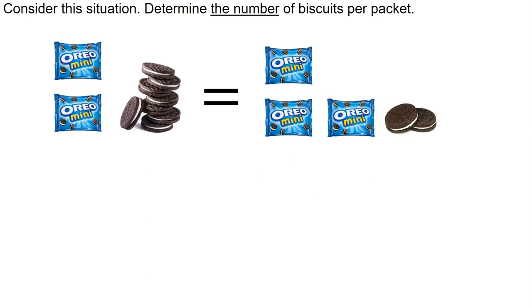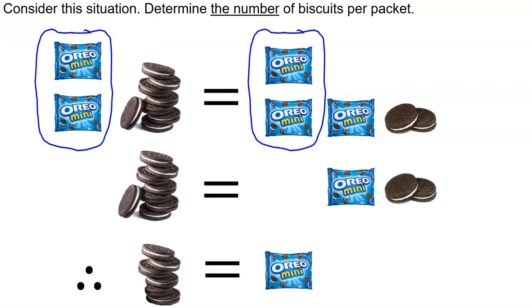I'll show you again, situation B. Consider this situation. Determine the number of biscuits per packet. First, study the situation. I reckon you probably disregarded the two packets from each side. We're then left with an amount, so 8 on the left-hand side, plus one packet and 2 bickies. Then if you disregard 2 bickies off the pile from both sides, there has to be 6 biscuits per packet.